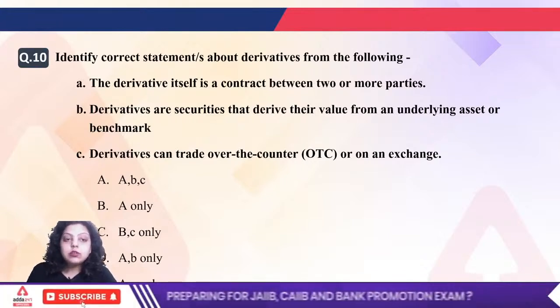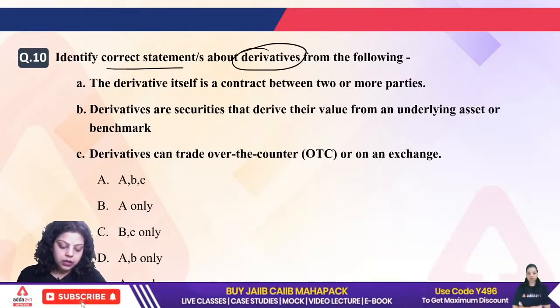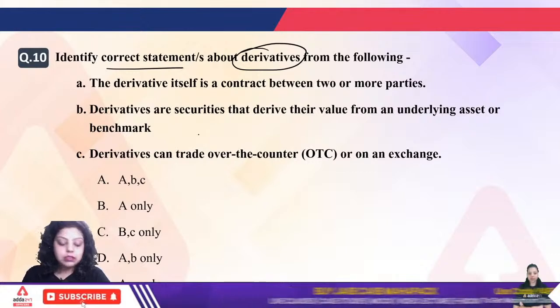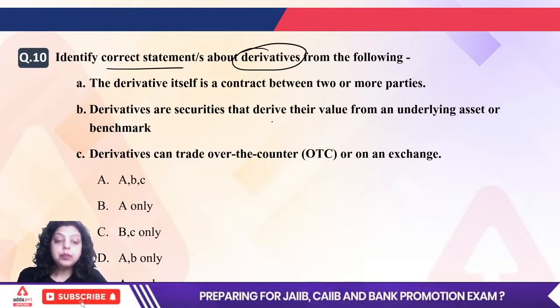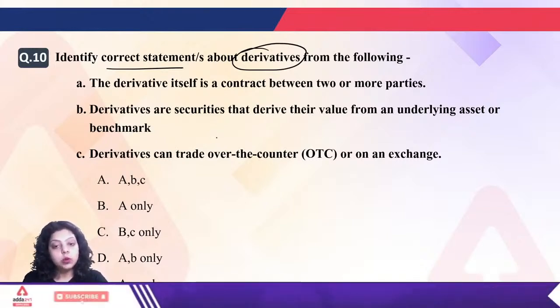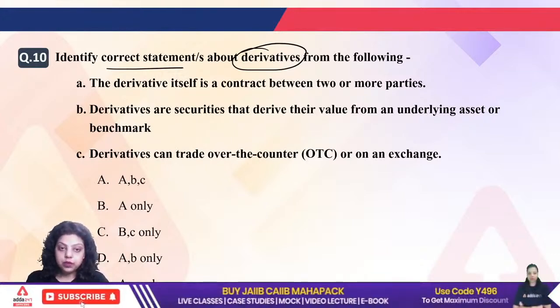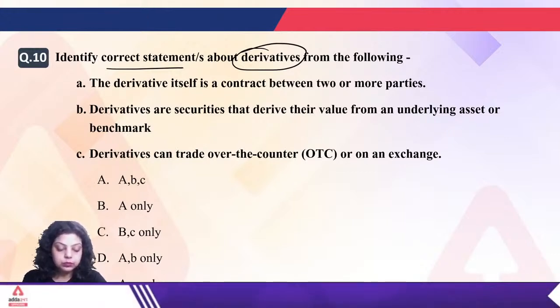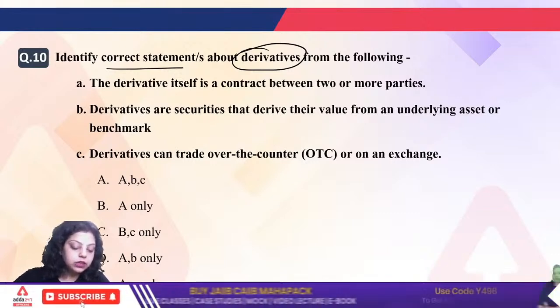Now the next question is to identify the correct statement about derivatives from the following. First is saying the derivative itself is a contract between two or more parties. Second is saying derivatives are securities that derive their value from underlying assets or benchmarks. Third is saying derivatives can trade over the counter or on an exchange. Which of the following is true regarding derivatives? A, B, C or D? What will be the right answer for the 10th question?